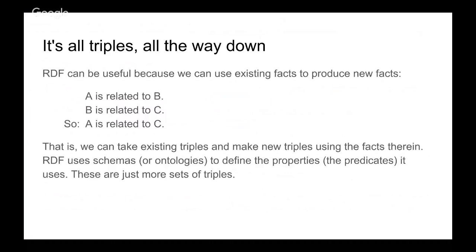So this can be useful because we can use existing facts to produce new facts. If we have A is related to B and B is related to C, then we can infer that A is related to C. In fact, in RDF land we can write a query that says, find cases like A is related to B and B is related to C, and make new triples saying A is related to C. And RDF uses what it calls schemas, also called ontologies, to define properties like is related to. And these themselves are just more sets of triples.